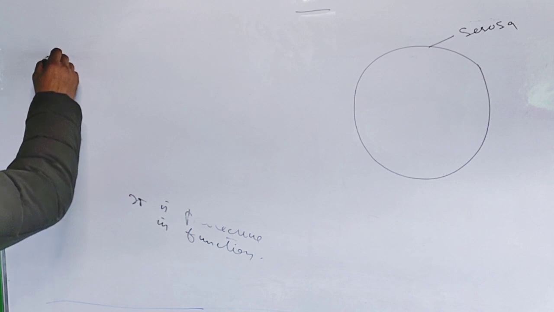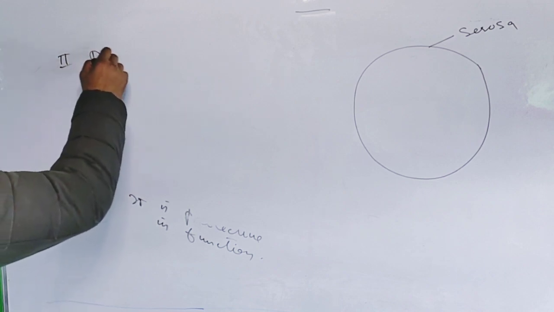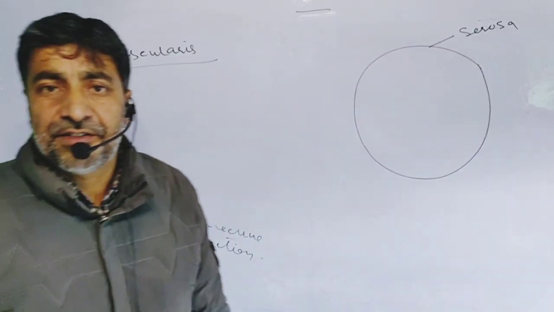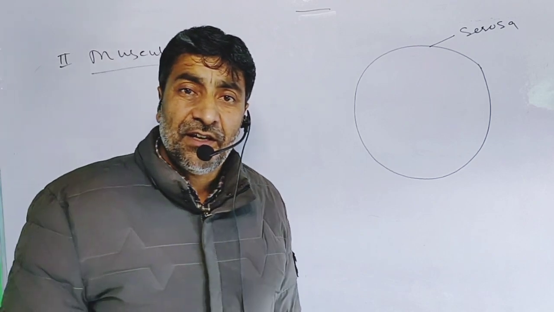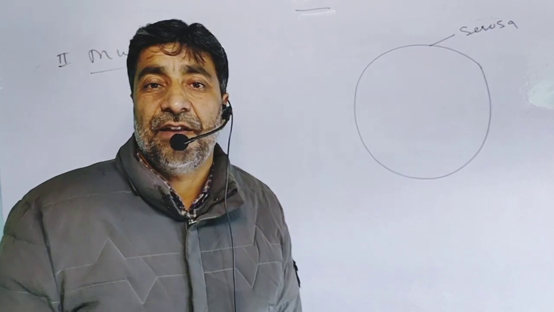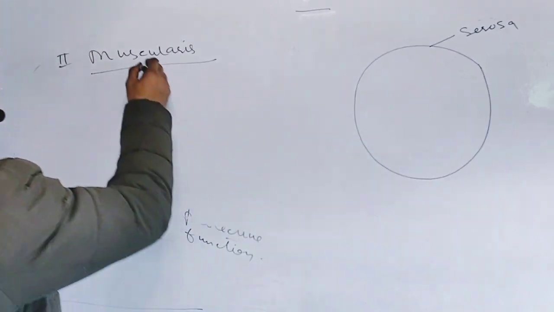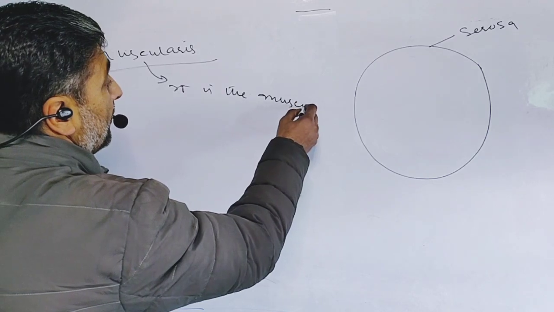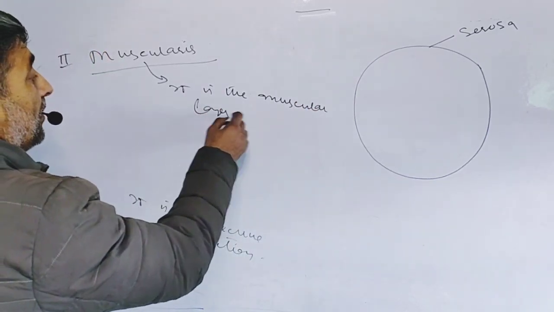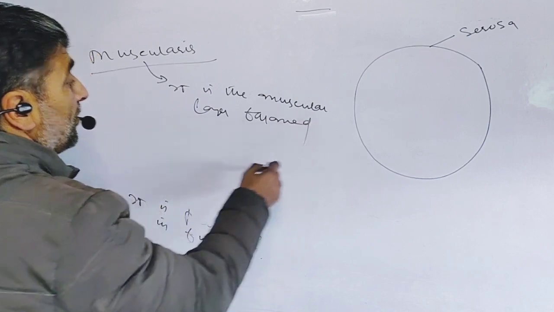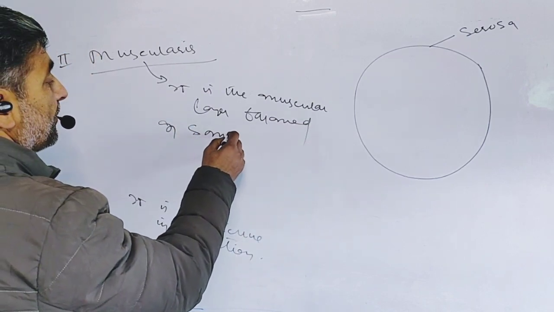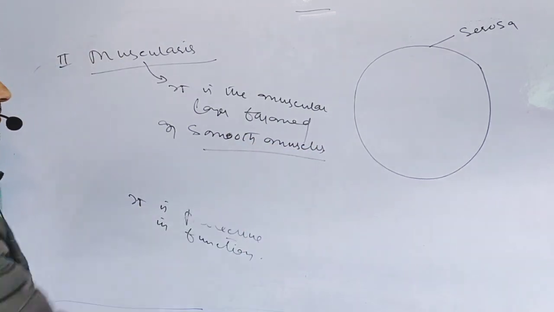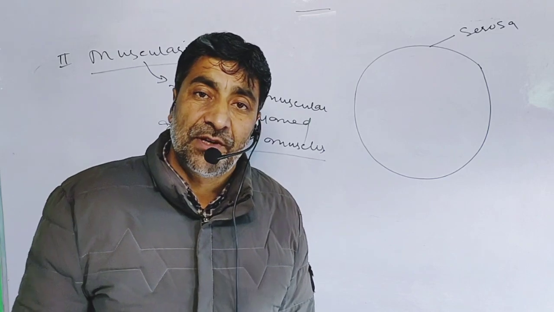Next part is called muscularis. Try to understand muscularis. It is the muscular layer of this alimentary canal. Muscularis, as the name indicates, it is the muscular layer. It is formed of smooth muscles. Muscular layer. It is formed of smooth muscles.